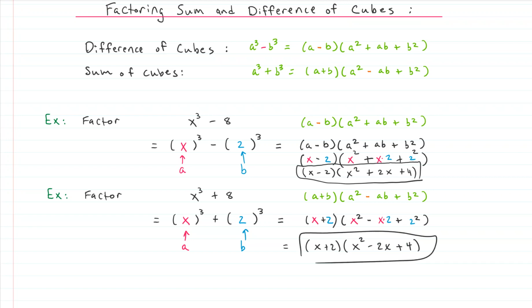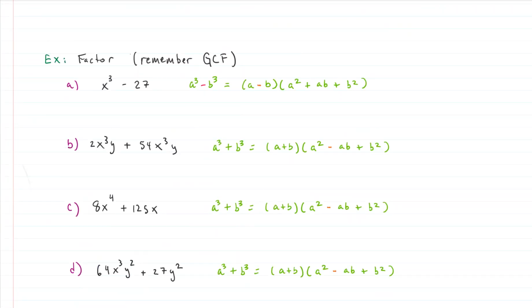And we're done. So it's very similar. We just have negatives in different places. So the sum and difference of cubes really isn't terrible. The hardest thing, I think, is just identifying the a and the b, meaning the two things that you are cubing.